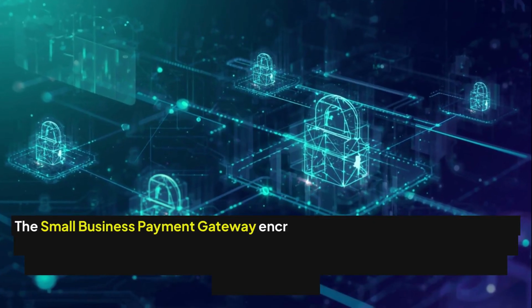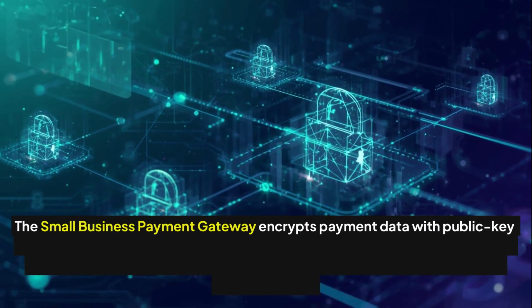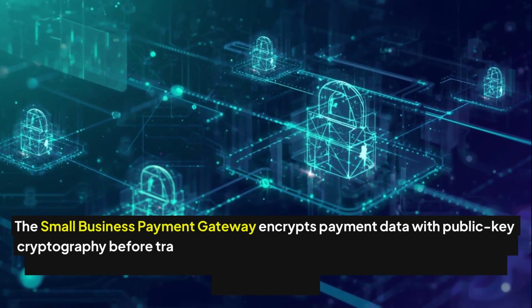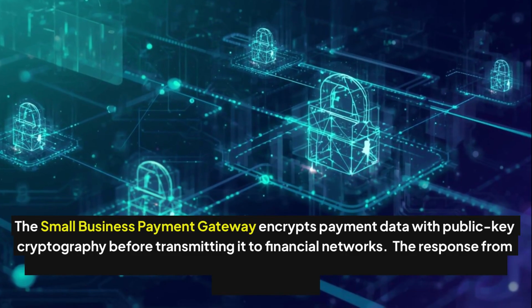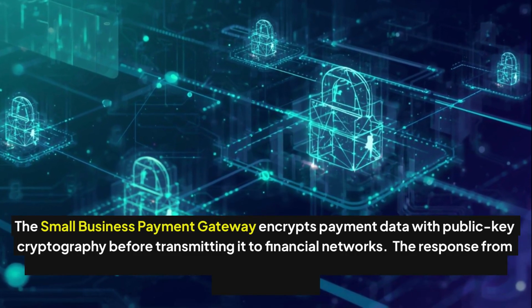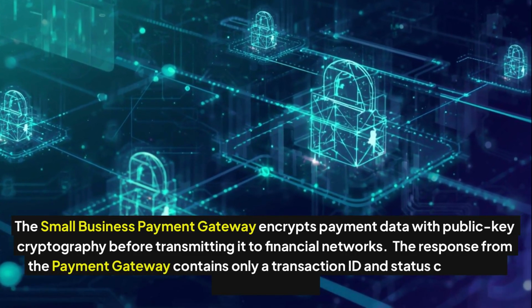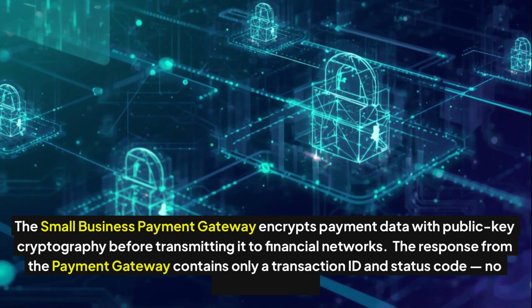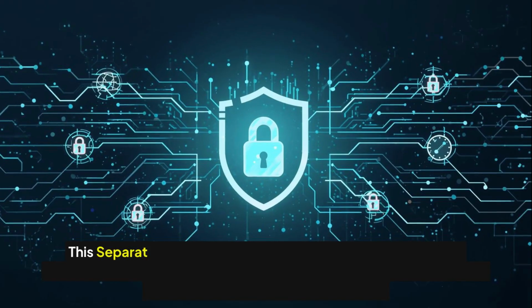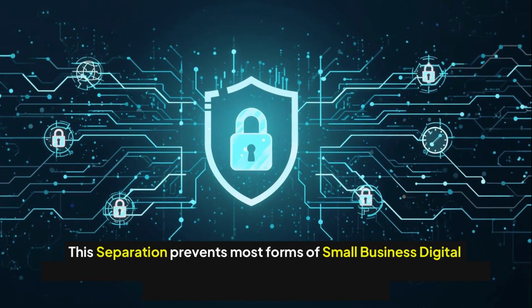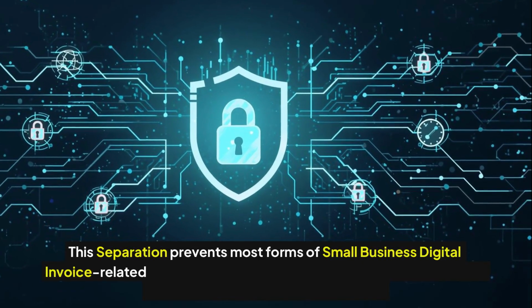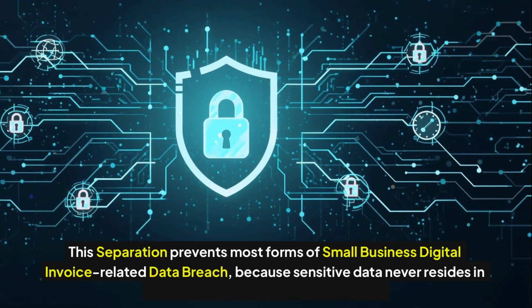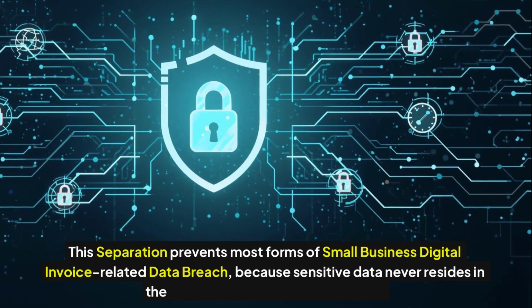The small business payment gateway encrypts payment data with public key cryptography before transmitting it to financial networks. The response from the payment gateway contains only a transaction ID and status code, no private details. This separation prevents most forms of small business digital invoice-related data breach, because sensitive data never resides in the small business invoicing system.